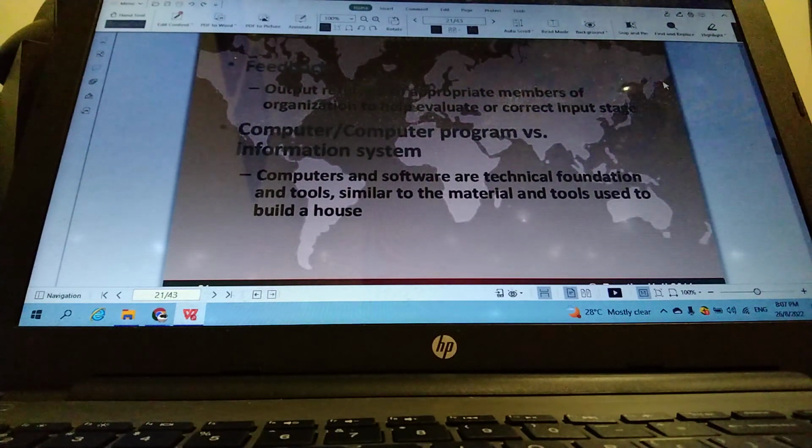So let's take a look at what a computer program is versus an information system.